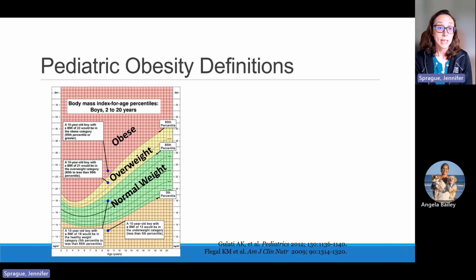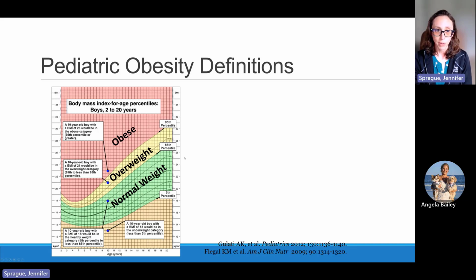So in general, we use BMI to define obesity in a clinical setting. It's easy to assess, but it may misclassify individuals who have a high fat-free mass or a high muscle mass. You guys are probably all familiar with a BMI curve, just like we use growth curves for height and weight. We use growth curves for BMI. And so definitions for pediatric obesity: normal weight is between the 5th and 85th percentile, overweight between the 85th and 95th percentile, and a BMI greater than the 95th percentile is considered obesity.